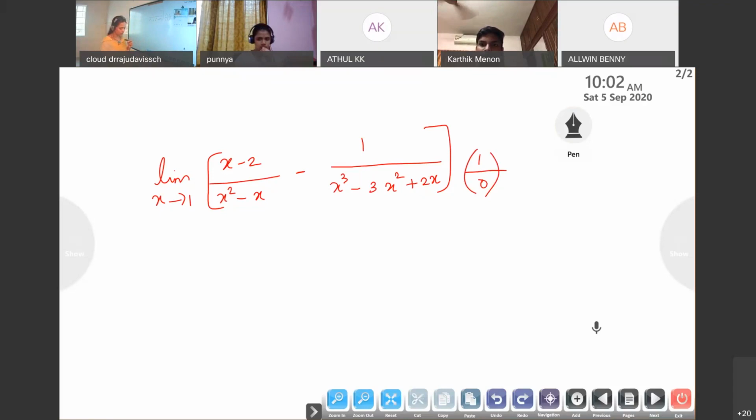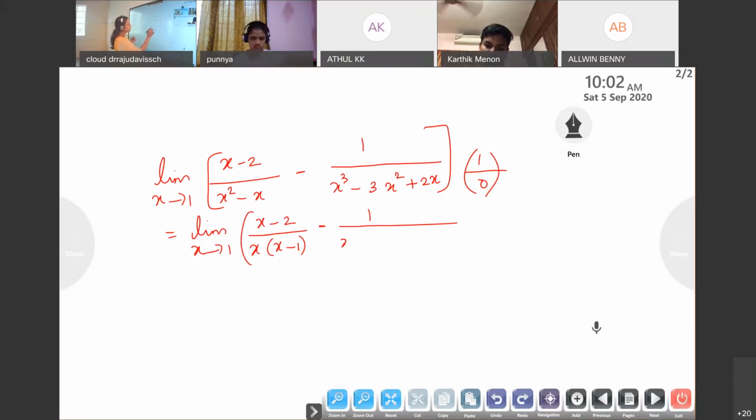So what are we going to do? I'm going to factorize the denominator. From the first term, we can take x as common, and we get x into x minus 1, minus 1 by, from here you can take one x as common, and we get x square minus 3x plus 2.